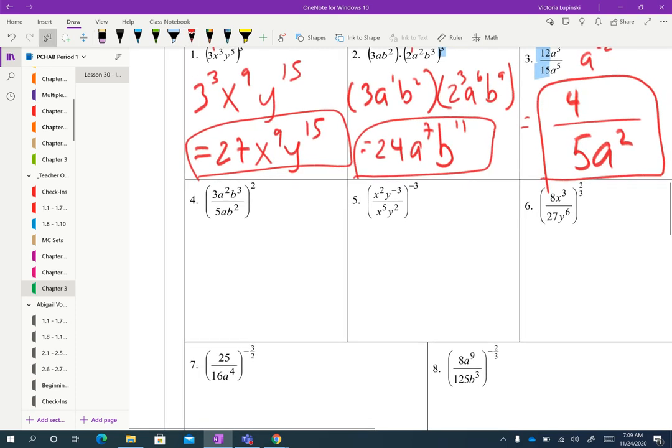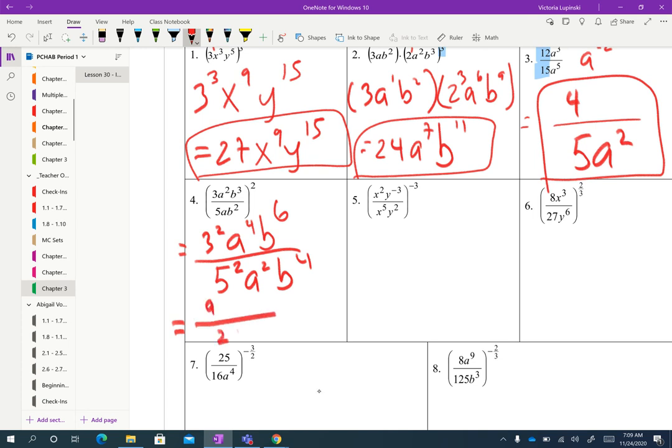In number 4, you can either square everything and then simplify, or simplify and then square everything. So it's really kind of up to you. Let's say we go ahead and square everything first. That's going to give us 3 squared, and then a to the 4th, b to the 6th, over 5 squared, a squared, b to the 4th. 3 squared is 9. 5 squared is 25. Look at the a's. There's more a's on the top by 2 and more b's on the top by 2 as well. So 9a squared b squared over 25.